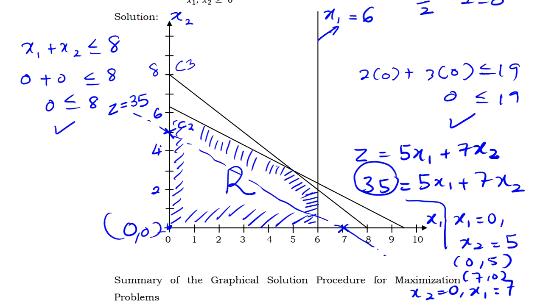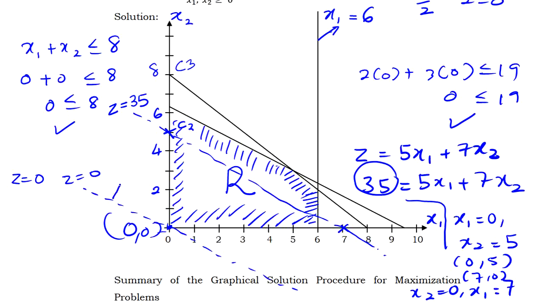Okay. For this case, it's a maximization problem. In order to know which direction is maximization, it is better to draw another line. Let's say z equals to 0, the easiest one. So if z equals to 0, then it should be somewhere here, right? Z equals to 0, so x1 0, x2 0. So the line should be here, and it must be parallel to z equals to 35. So here z equals to 0.